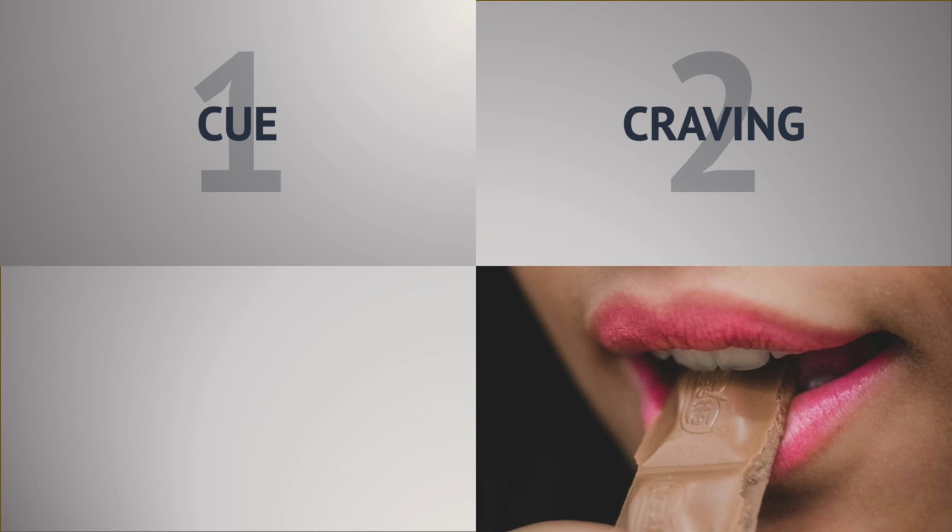The craving is the second stage of the habit loop and involves the desire or urge to engage in the behavior triggered by the cue. Cravings are driven by the anticipation of the reward associated with the behavior. Cravings are often influenced by factors such as past experiences, emotions, beliefs, and associations. They are what motivate us to act on the cue and seek out the reward.